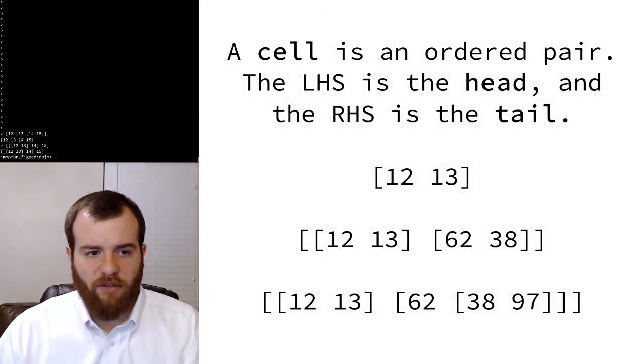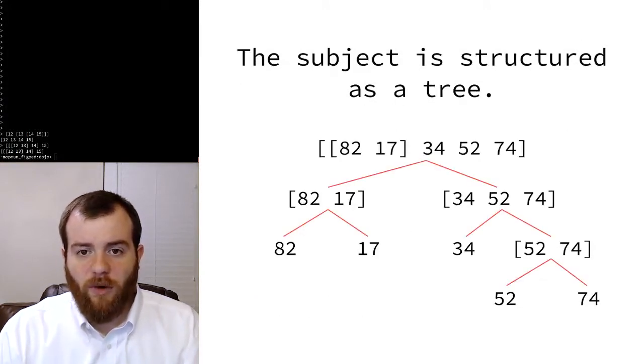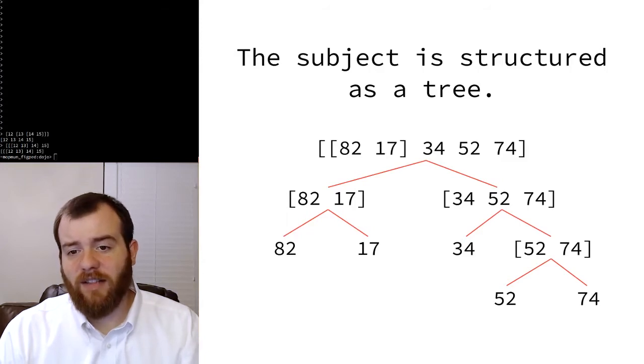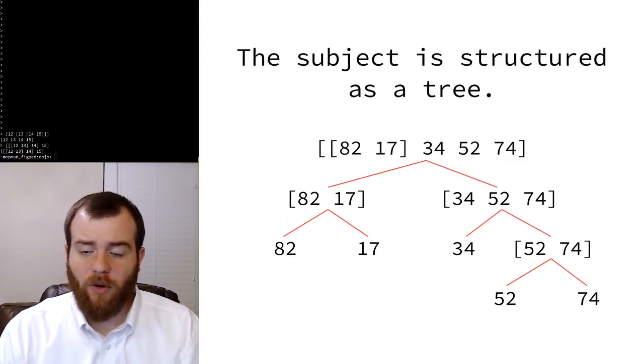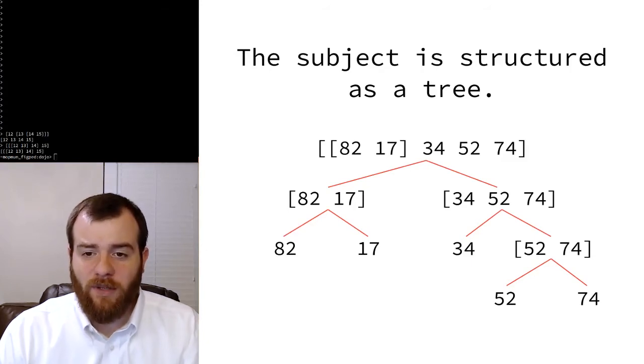All right, so we know that the subject is a noun. Well, it turns out that nouns are structured in a certain way. They're structured as trees. So if I have this as my subject, a cell where the head is a cell, 82 and 17, and the tail is a cell where the head is an atom, 34, and the tail is a cell of 52 and 74. If this is my subject, you could see the breakdown of this tree in this chart.